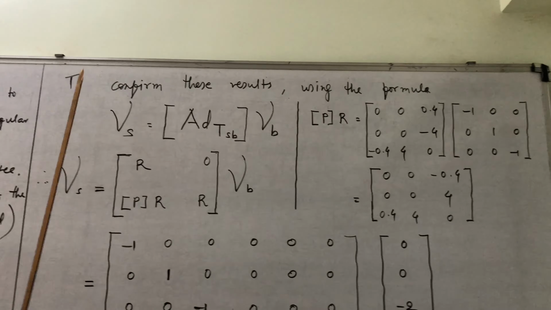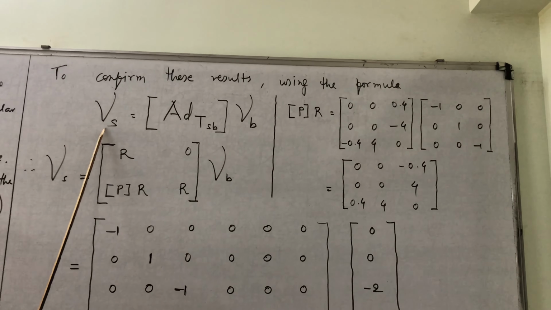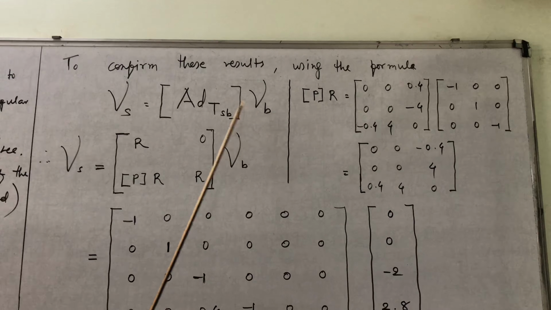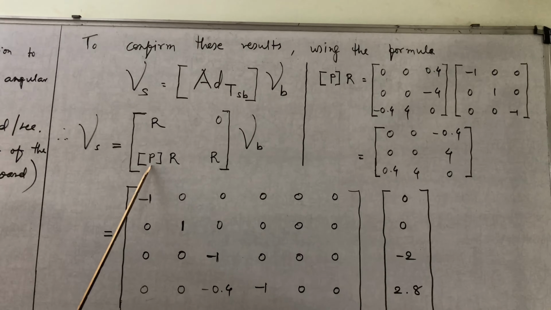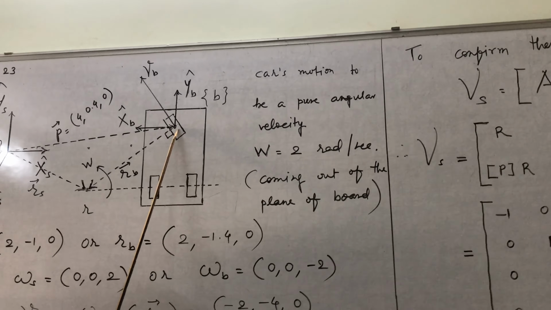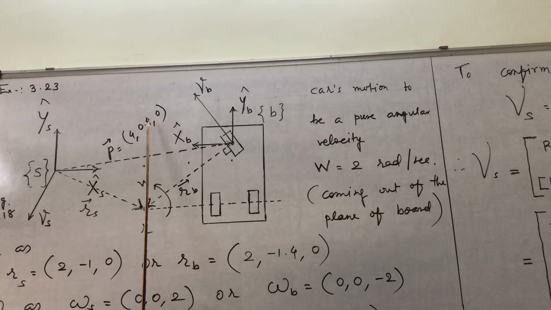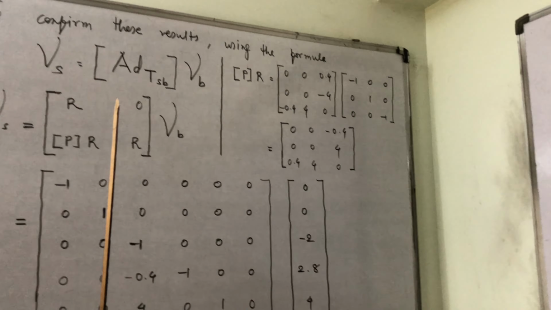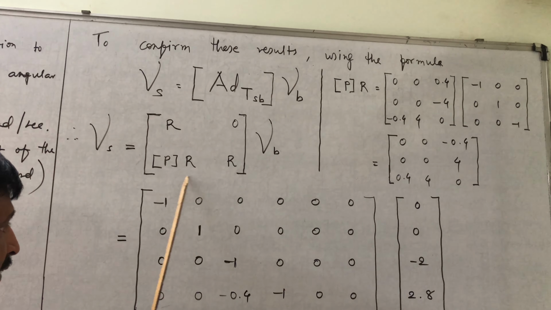Now, using another formula to confirm these results: spatial twist is the adjoint representation of TSB times body twist, and the adjoint representation of TSB is given by R, 0, skew symmetric of P times R, 0, R. P is the position vector of the origin of the body frame with respect to S frame, and it is 4.4, 0. So the adjoint is multiplied into the body twist.